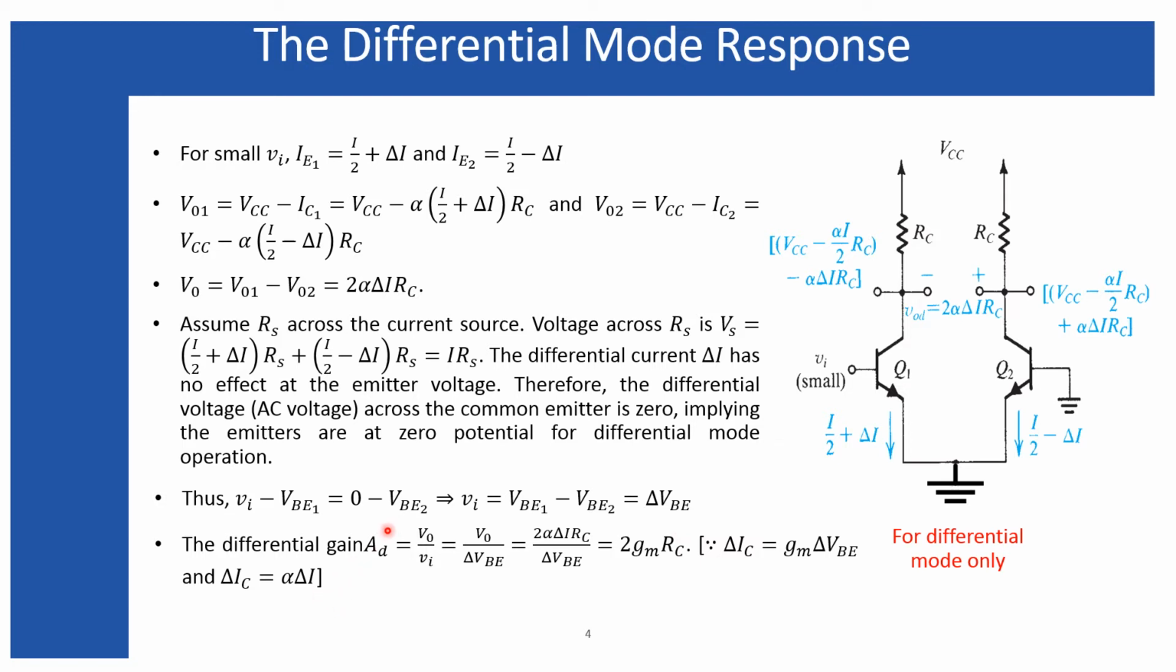The differential gain AD is equal to V0 divided by Vi, and since Vi is defined by this delta VB, AD is V0 divided by delta VB. V0 I have already obtained and written over here, and by replacing delta IC equals GM times delta VB, where delta IC equals alpha times delta I, we can obtain twice GM RC.